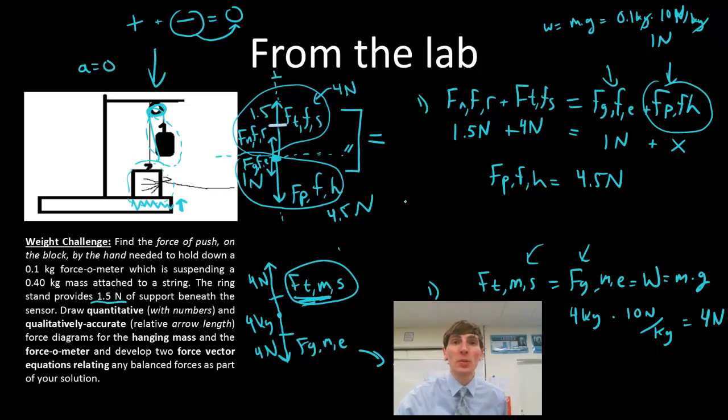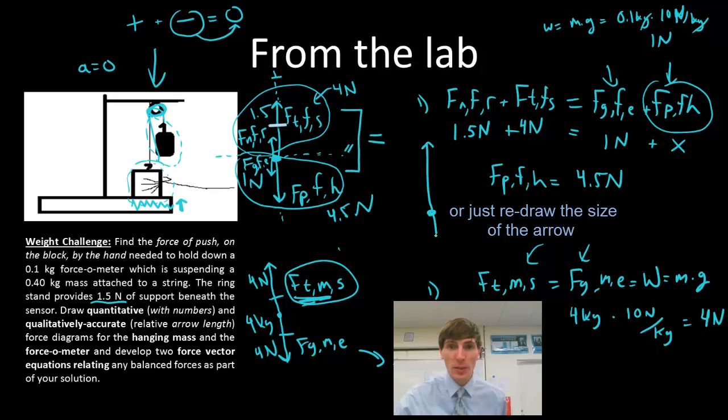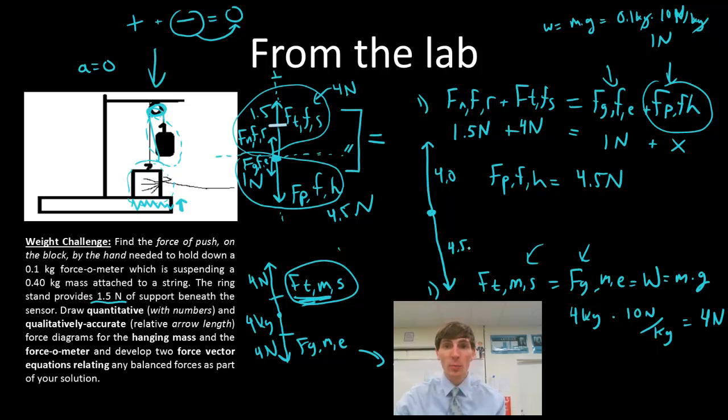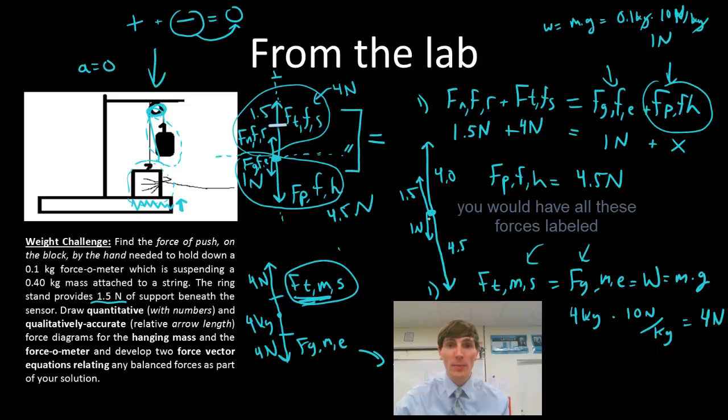And the last thing you can do is we can go back and make a qualitatively correct force diagram. So as I'm drawing those arrow lengths, I could redraw that whole diagram. We're going to have 4 newtons of force, which is not quite as long as the 4.5 newtons of force of my push, and then we would have 1 newton of force, and then we would have our arrow a little bit longer at 1.5. So you would do your best to make this qualitatively as well as quantitatively accurate.